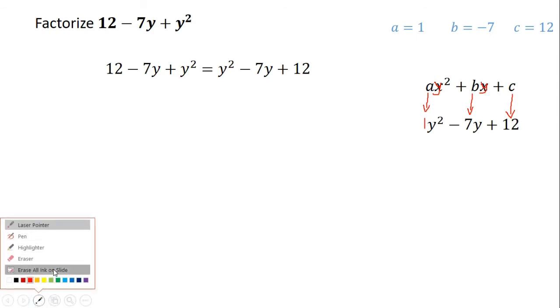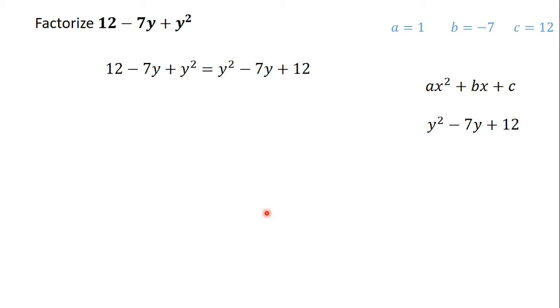Let's move on to the second step. The second step says that we should multiply a by c. So a is 1, c is 12. a times c will give us 12 because 1 times 12 will give us 12. So a times c is now 12.